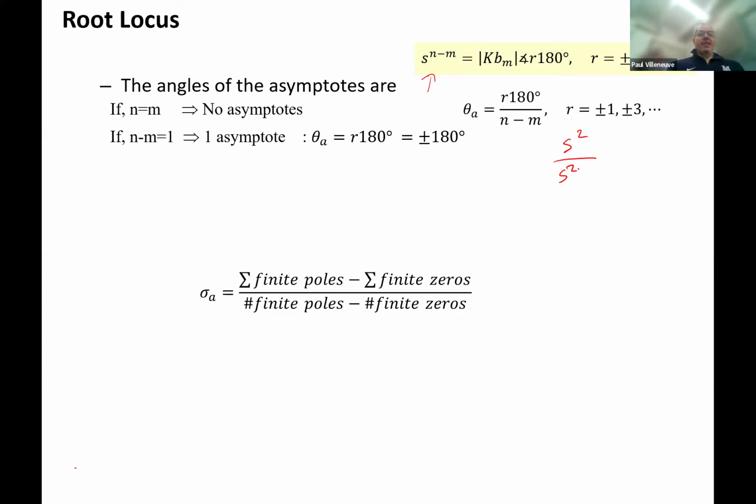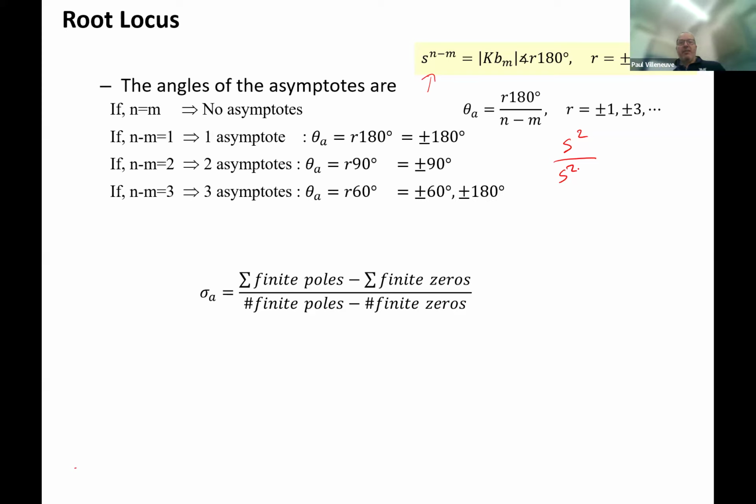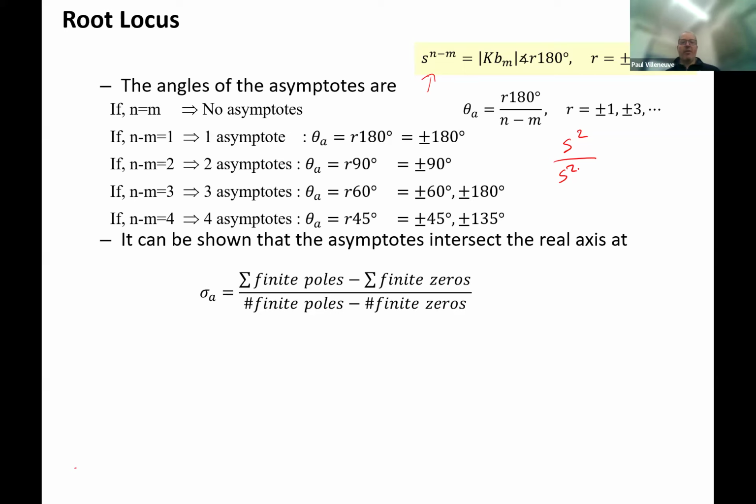Kind of makes sense. If we have a difference of 1, then we're going to approach it at plus or minus 180 degrees. A difference of 2, plus or minus 90. 3, plus or minus 60, and 180 degrees. 4, plus or minus 45, or 135. And that's basically all we have to worry about. You could continue on, but we don't have to worry about it.